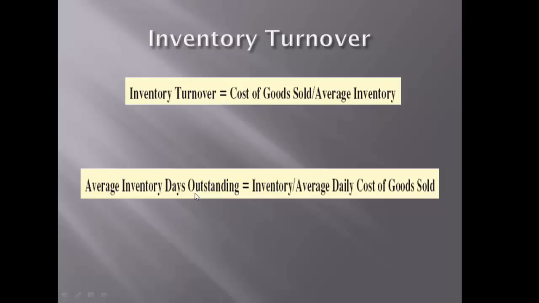Now, companies such as Dell, which build to order, would have a relatively higher inventory turnover ratio compared to companies that manufacture in anticipation of demand. Now, companies that manufacture in anticipation of demand could be accumulating inventories in storage in anticipation of demand.